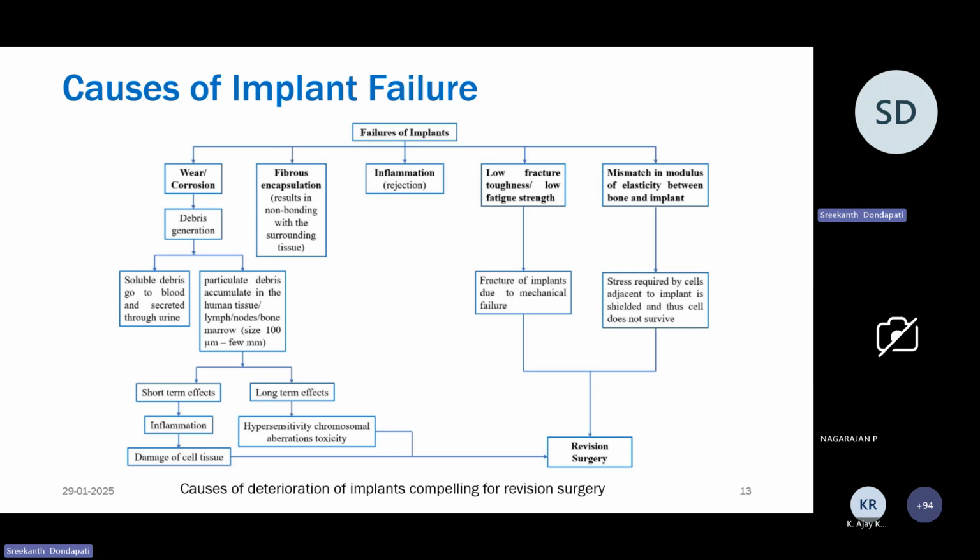To avoid that, we need an implant whose modulus is close to the bone. That will be the best idea. Even this stress shielding effect causes implant failure, and then finally we may have to remove the implant and replace it. So all these failures finally require revision surgery, which is an extra burden for a patient.